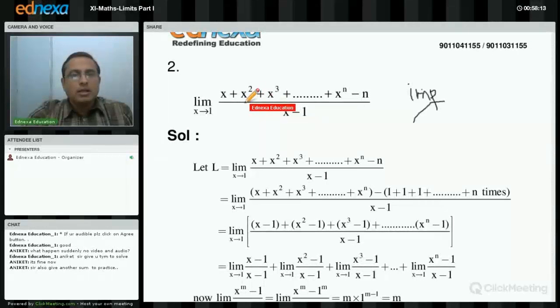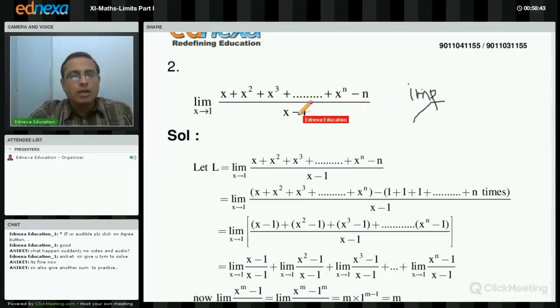The value of the limit of x plus x square plus x cube up to x raised to n, minus n, upon x minus 1, as x tends to 1, is. In the beginning I'll tell you that this limit cannot be evaluated just by replacing every x by 1, because in that case we get 1 plus 1 square, that is 1, so 1 plus 1 plus 1, how many times? n times. So if you add 1 n times, you get n minus n, that is 0.